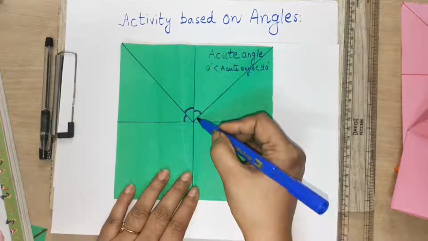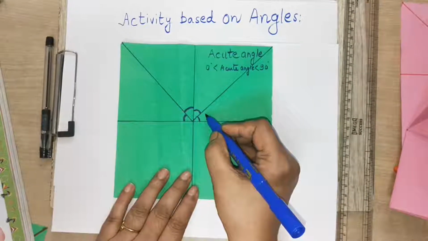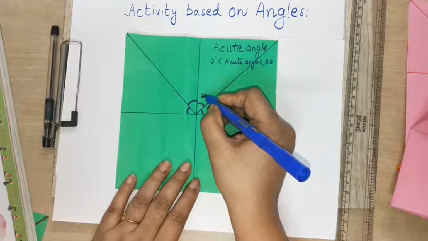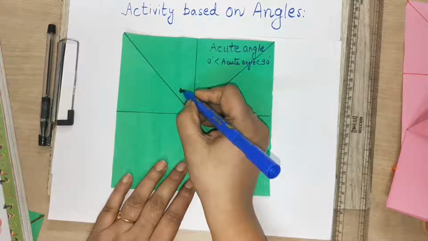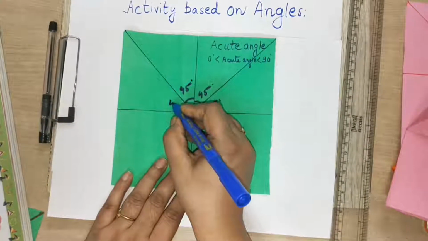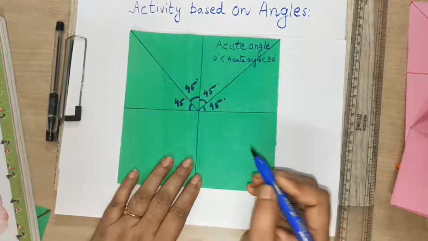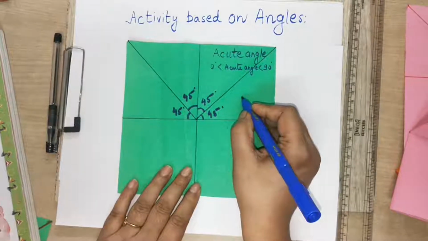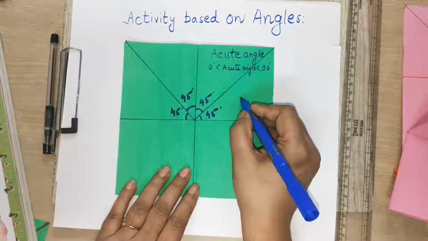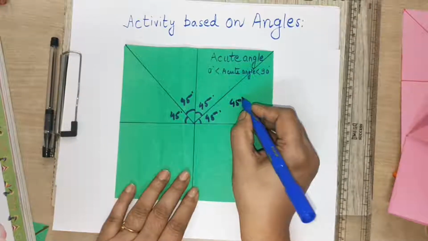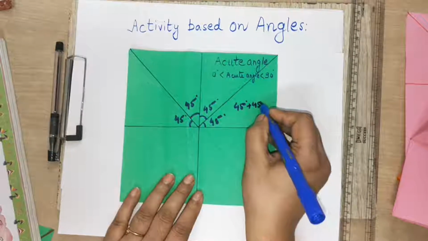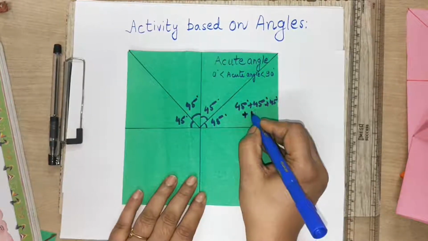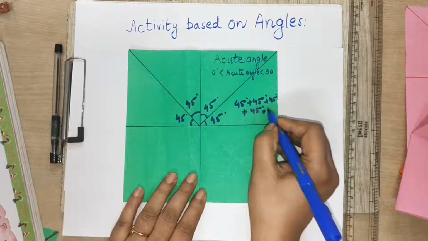If you measure these angles, this will be 45 degree, this one will be 45 degree, this one will be 45 degree, and this one will also be 45 degree. And when you add all these angles, you will get 180 degree. 45 degree plus 45 degree plus 45 degree plus 45 degree equals 180 degree.